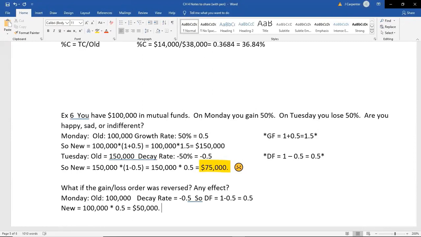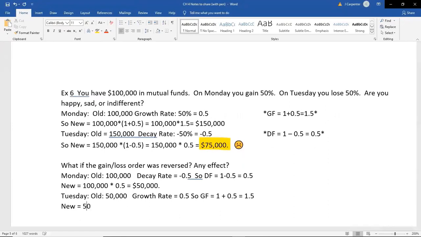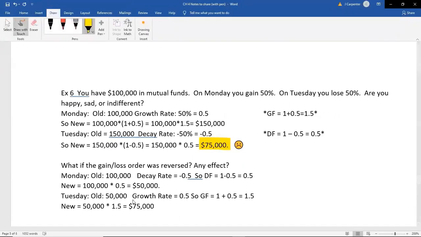So you freak out and you pull your 50 grand, you might not be too happy because check this out, on the next day, your old amount is now your 50 grand, but we gain 50%. So our growth rate is 0.5 as a decimal, so the growth factor would be 1 plus 0.5, which is 1.5. So our new amount is 50 grand times 1.5. 1.5 of 50 grand is 75 grand. So at the end of Tuesday, we have 75 grand.